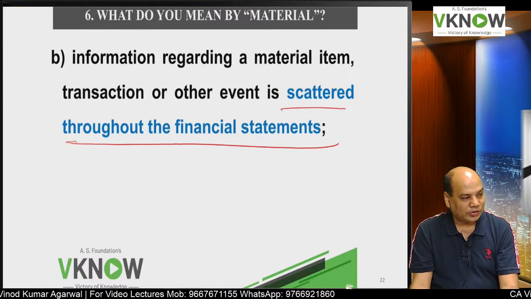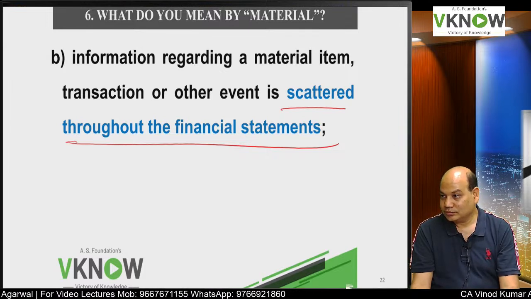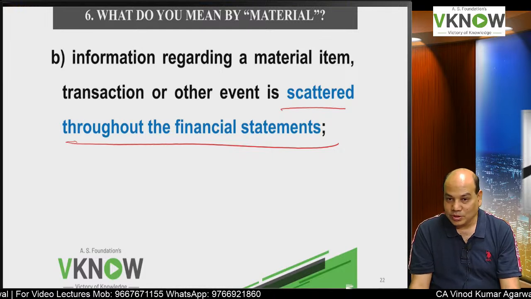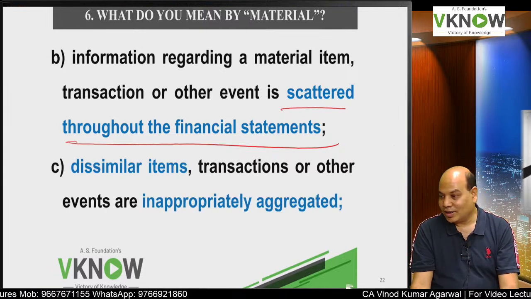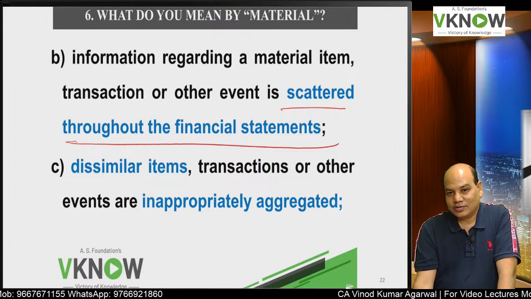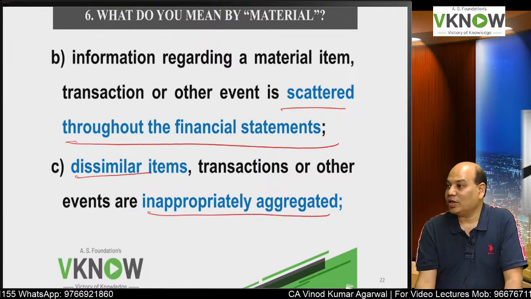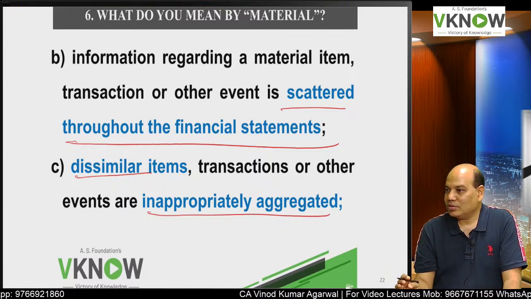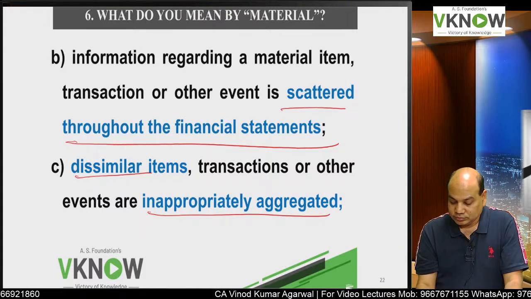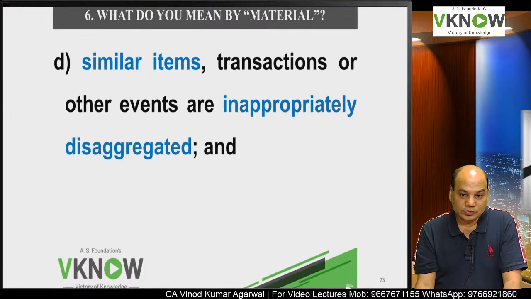Sometimes you try to read the balance sheet of, say, Reliance. It's so difficult to connect the dots. So much data in such a small font. If you are reading the hard copy, you will think it's very difficult. And then dissimilar items are inappropriately aggregated. Sale of goods and sale of PPE might be aggregated. This was just an example. It can be anything like that.